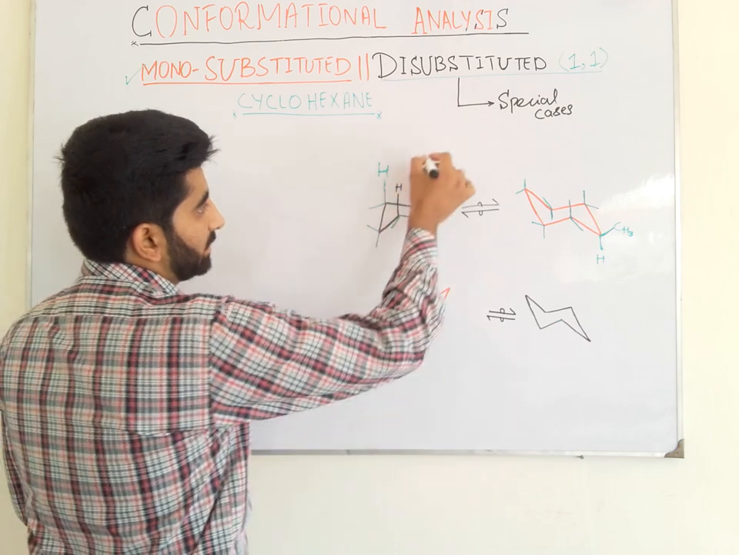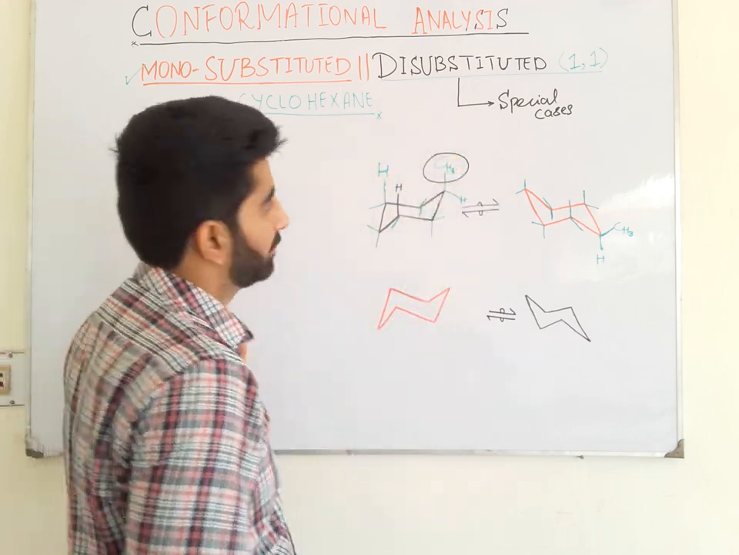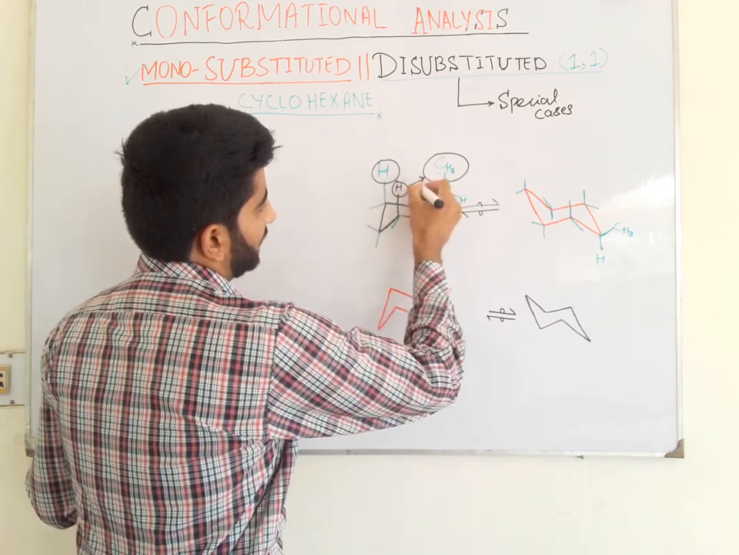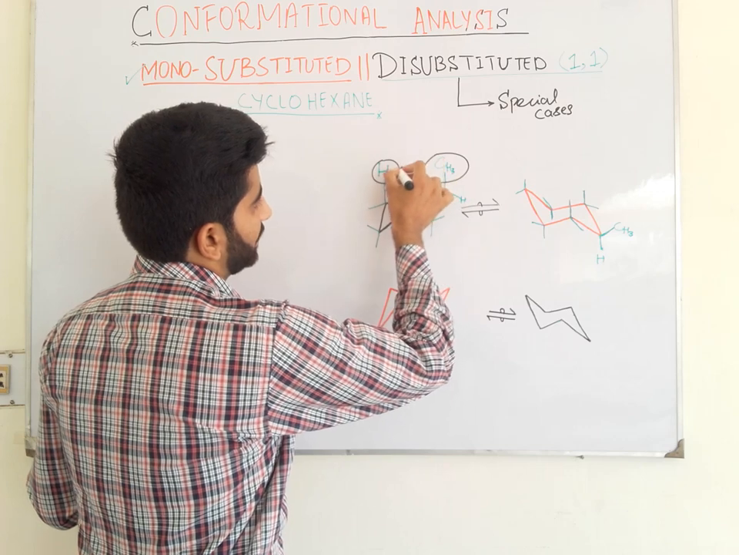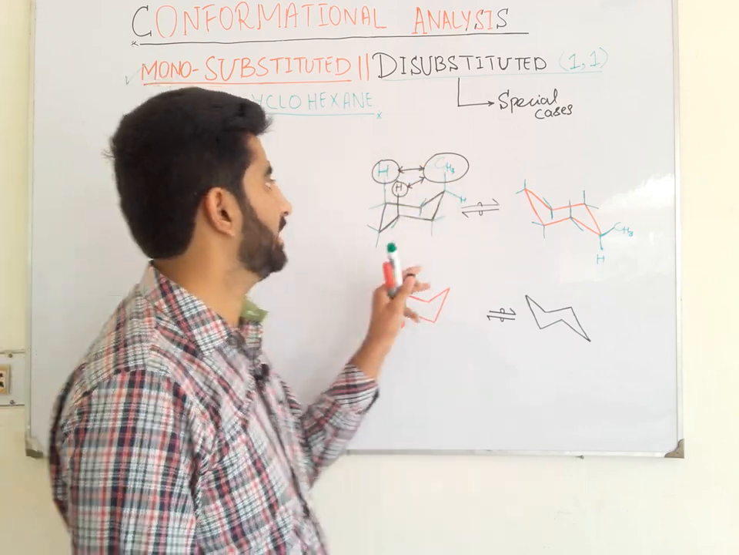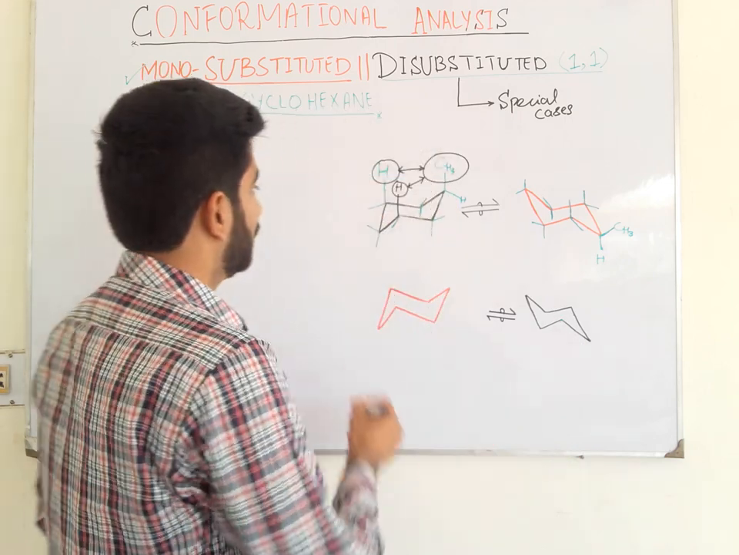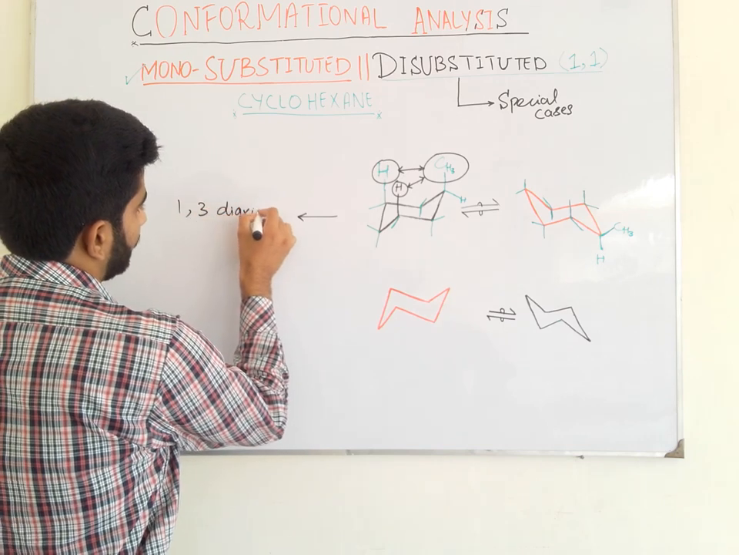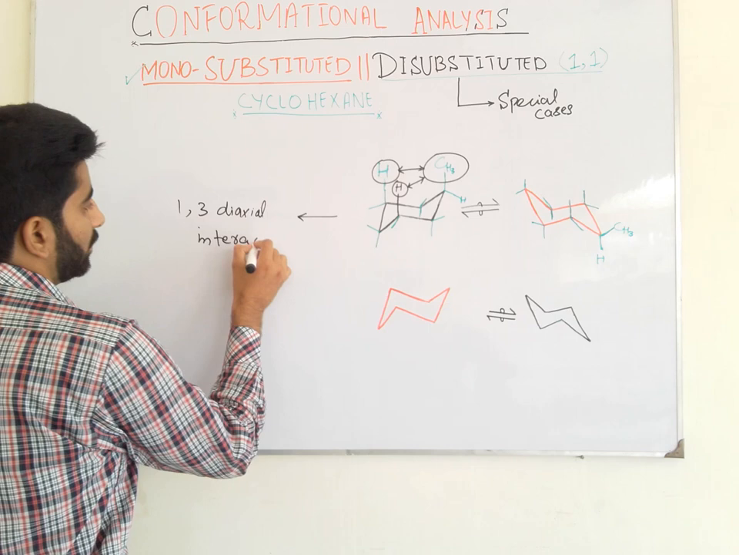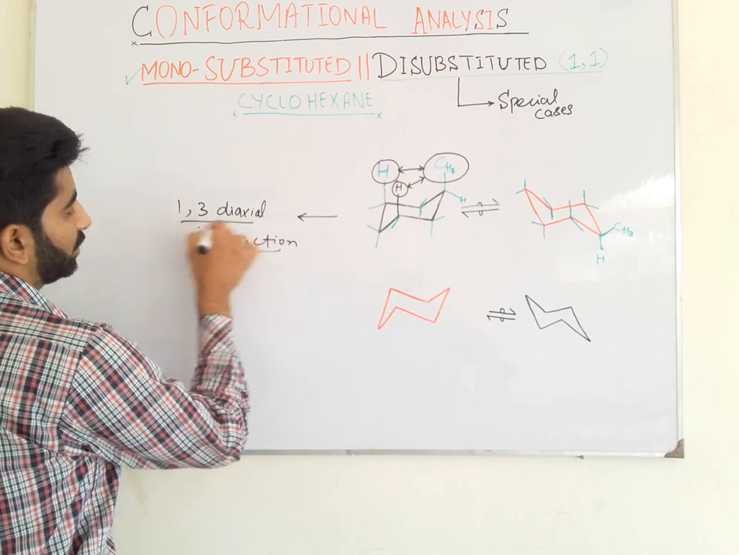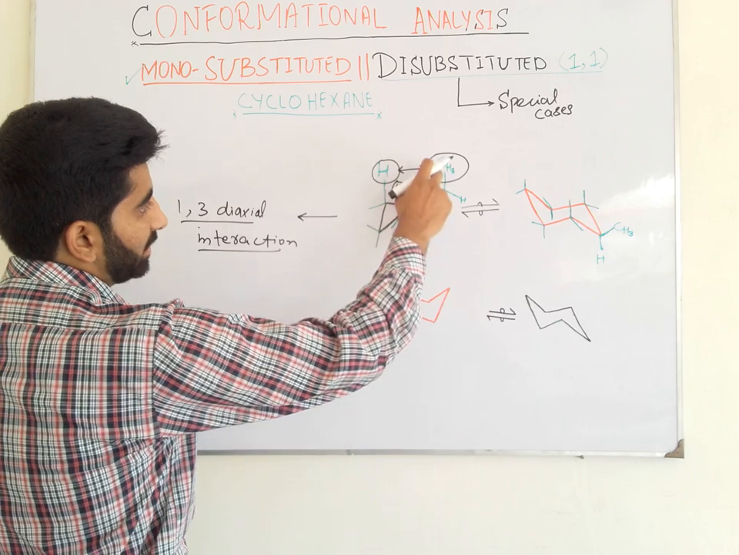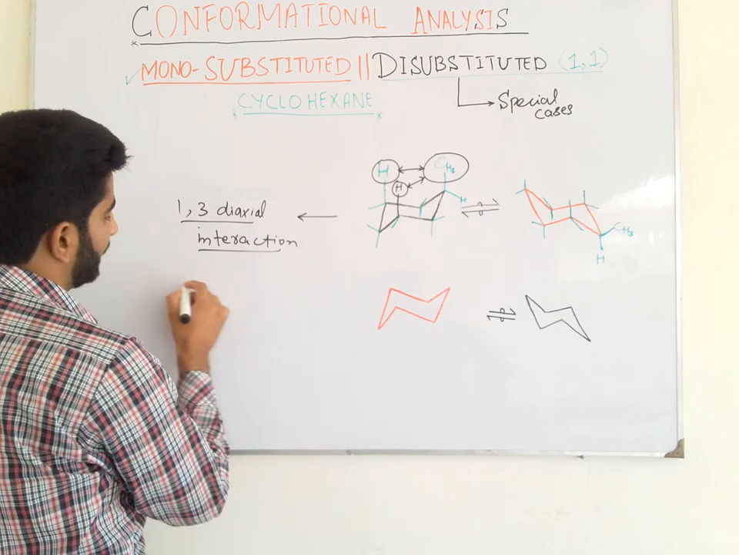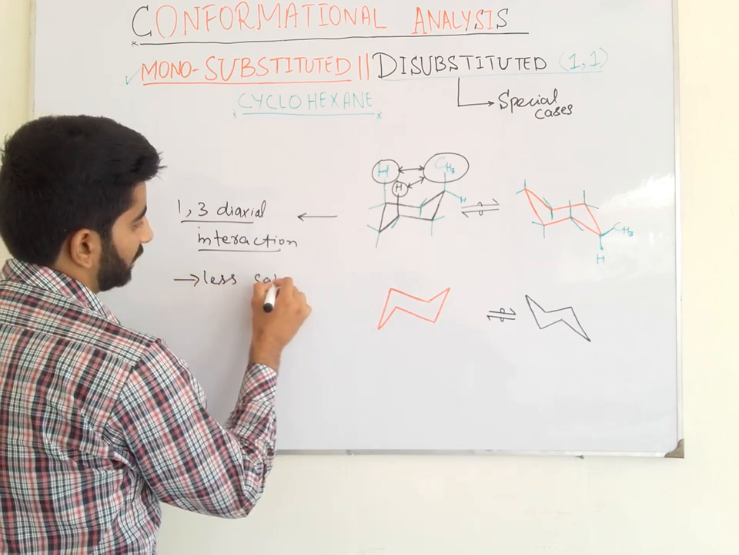So we see that methyl is a bulky group, and these are the axial hydrogens. So there is steric repulsion between these two diaxial hydrogens and this methyl group, when the methyl group is present at the axial position. We call this interaction a 1,3 diaxial interaction. So due to the 1,3 diaxial interaction between this methyl group and these two diaxial hydrogens, the axial methyl cyclohexane is less stable.